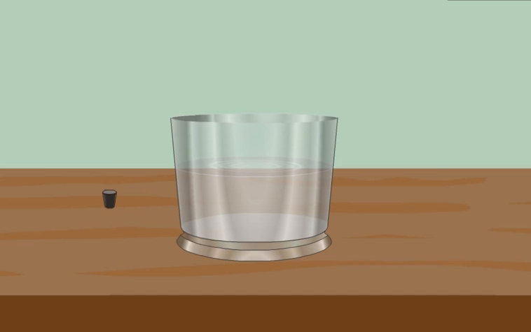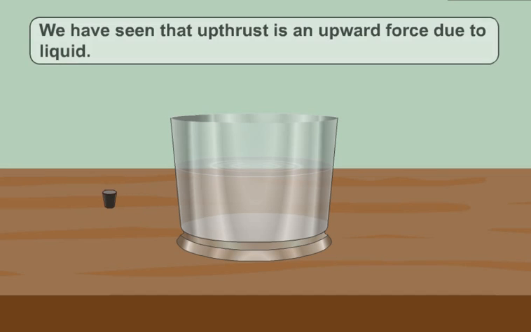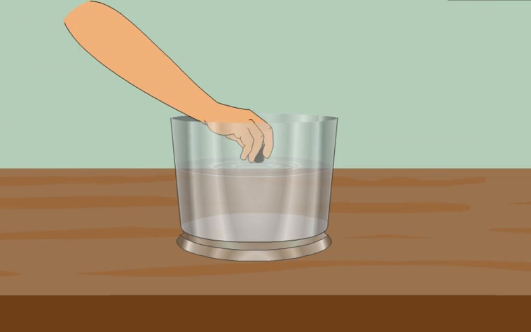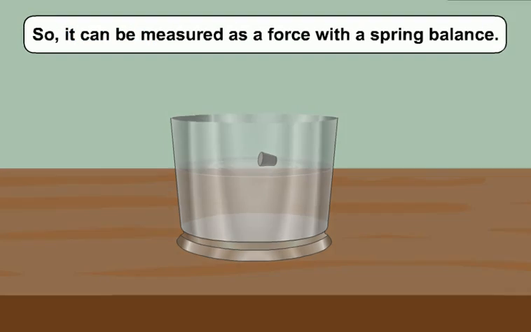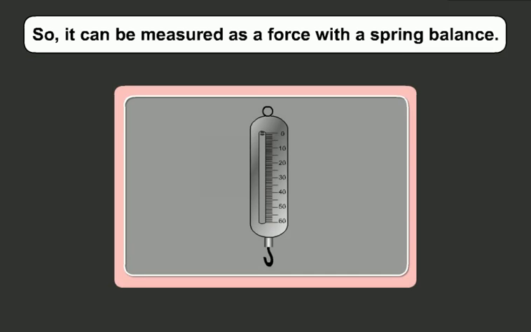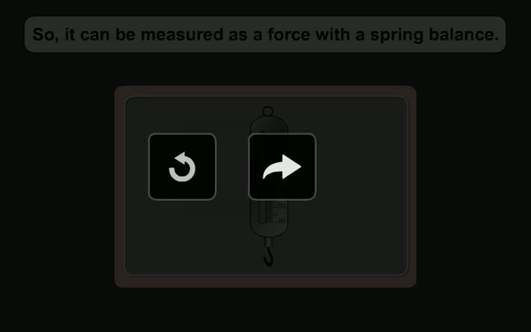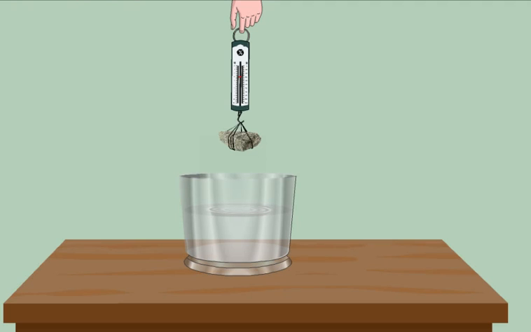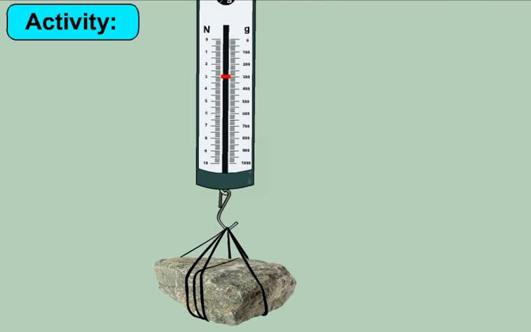The measurement of upthrust. Students, we have seen that upthrust is an upward force due to liquid. So it can be measured as a force with a spring balance. Now, let us perform an activity. Take a stone, tie a string around it and suspend it from a spring balance. Record the weight, that is W1, of the stone in air.